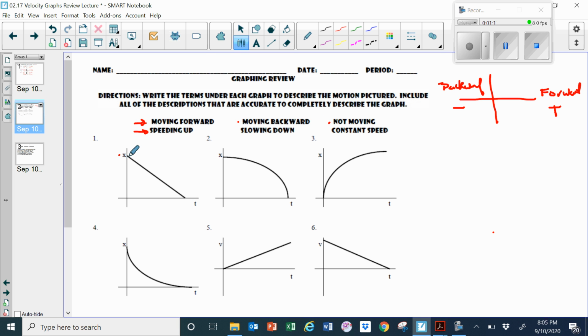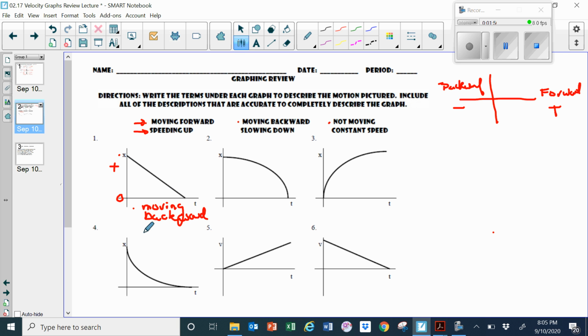So if this is going from a high X, a positive X, to basically 0, okay? So this guy is, and I'm going to write it, it's moving backward. Now the question is, how is it moving? Well, this has a constant slope. This is a position versus time graph. It's a diagonal. It's got a constant slope, and it's negative, right? It's negative, so it's moving backward.